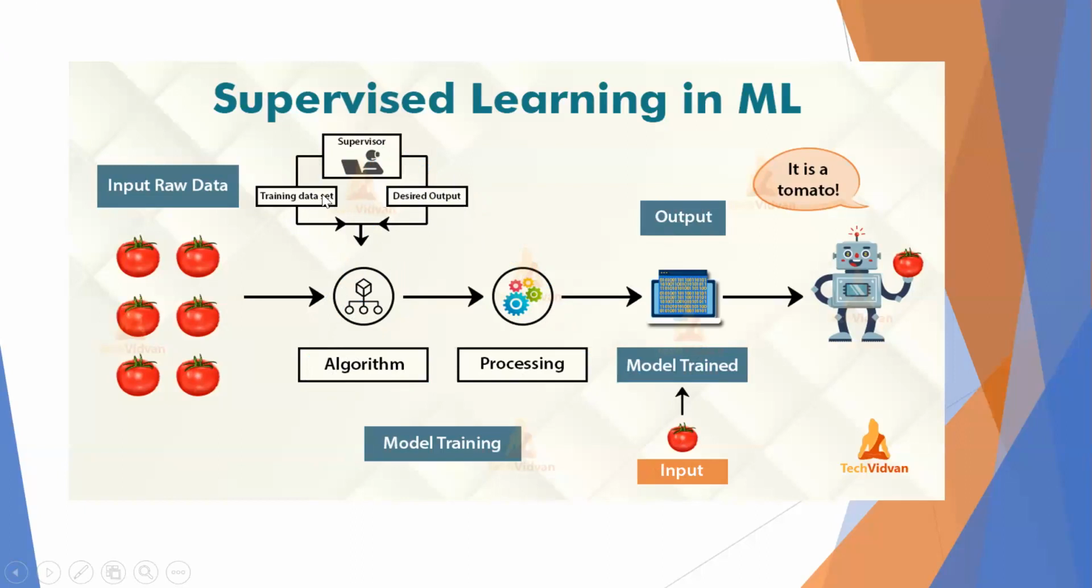So we have a trained data set. We have a desired output that is the labeled one. When this model or algorithm is training, it will give us the output. So under this, we have a proper system. We have a supervisor. We have training labels on the basis of which we get the desired output.